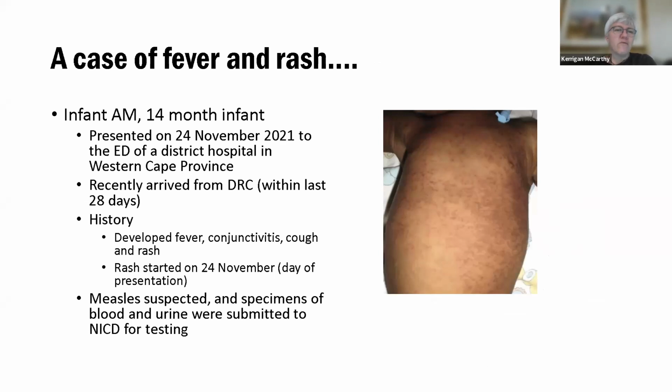This is a case of a 14-month-old infant who presented on the 24th of November, 2021, to the emergency department of a district hospital in the Western Cape.